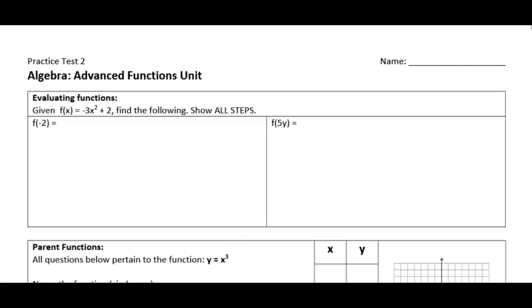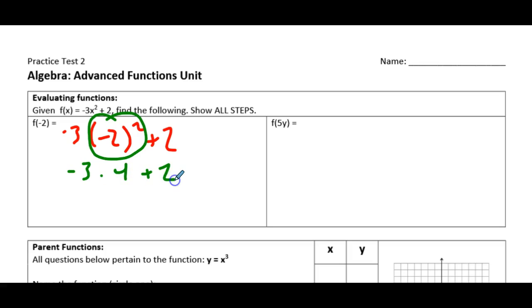So step 1, we are given -2 to plug in. So we're going to take -3 times -2 squared plus 2. So first write that out. Next, order of operations says we square it first. So -2 times itself, that's what squaring does, is 4. So we now have -3 times 4 plus 2. Order of operations says that we next have to multiply before we add, so we get -12 plus 2. And finally, we end up with -10.